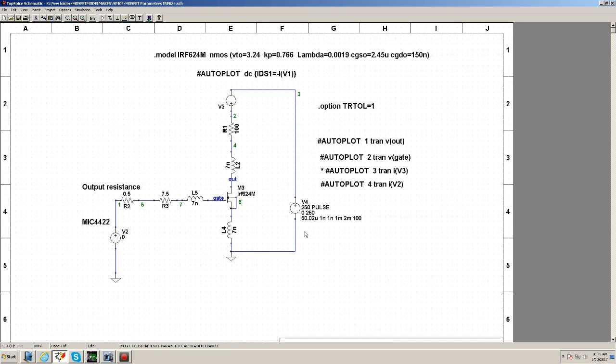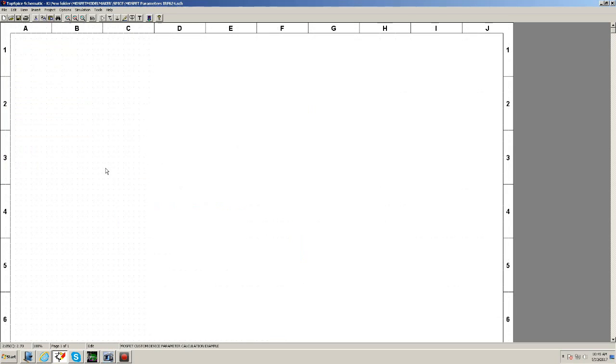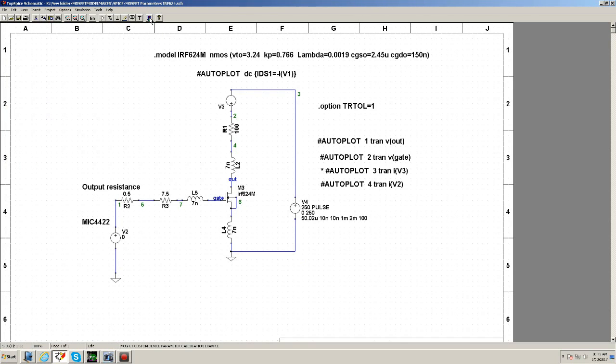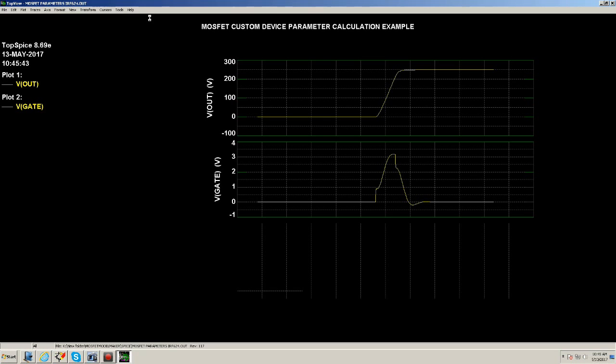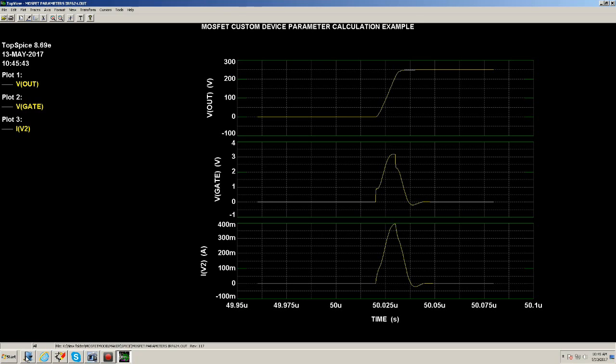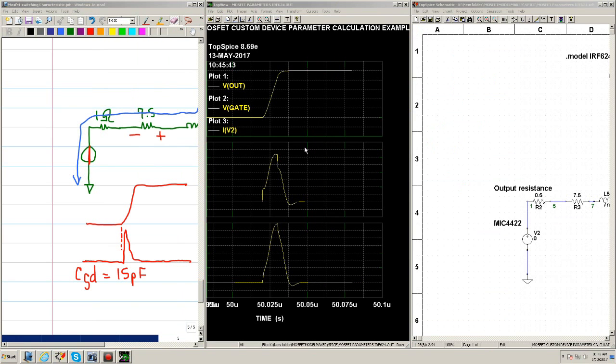Let me redo this and make it a little more realistic. Let me make sure I'm switching from 0 to 250, and a rise time of 1 nanosecond is probably not realistic. Perhaps even 10 is very fast. So let's change the rise time to 10 and the fall time to 10. We'll do that and go ahead and simulate. Okay, there you go. Let's look at the simulation and see if we can get both of these.